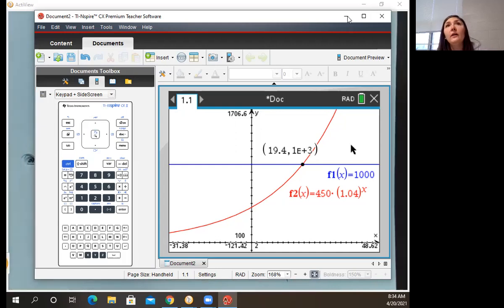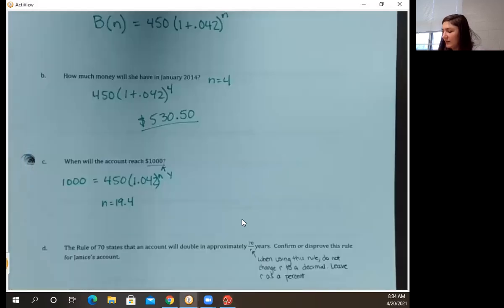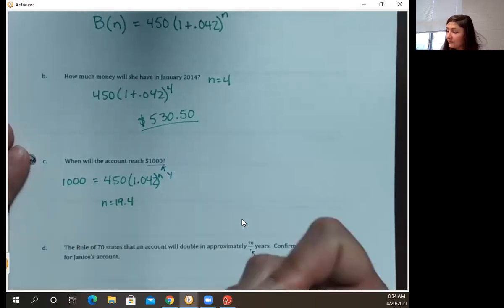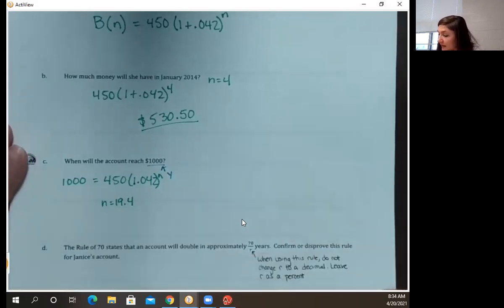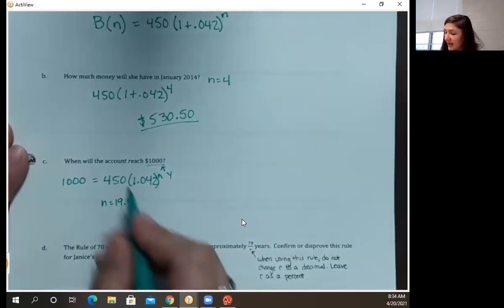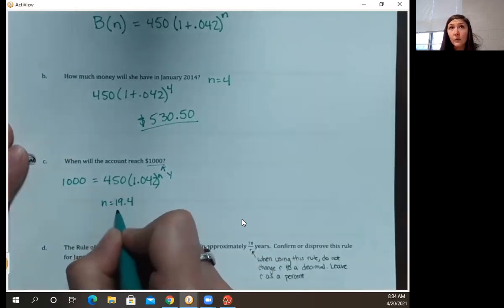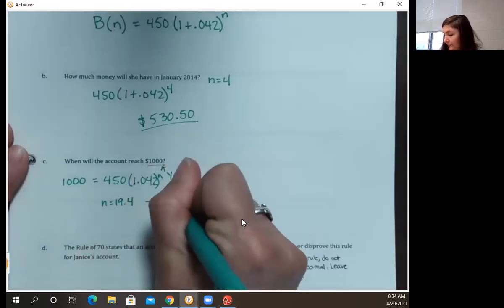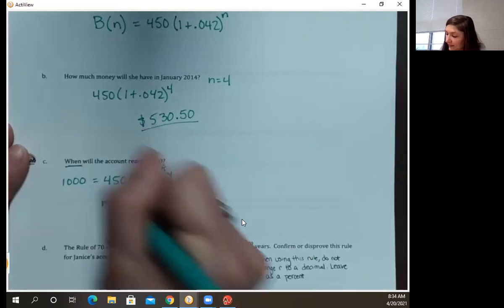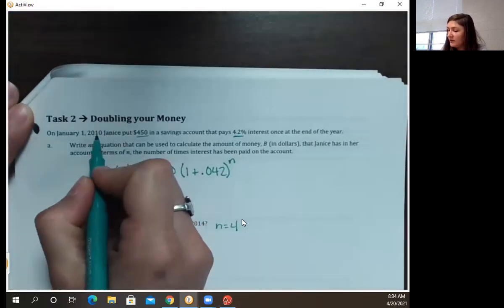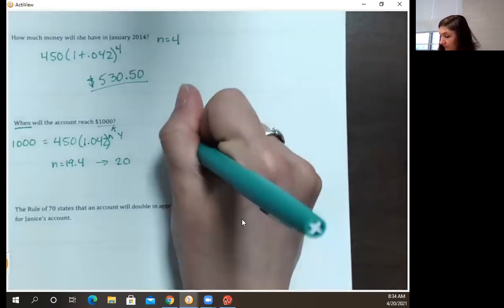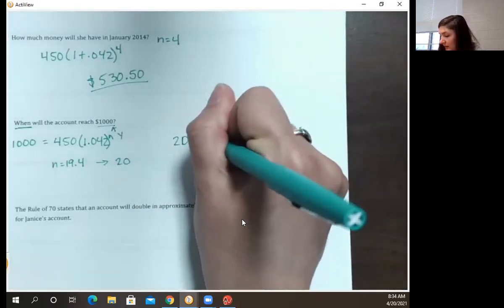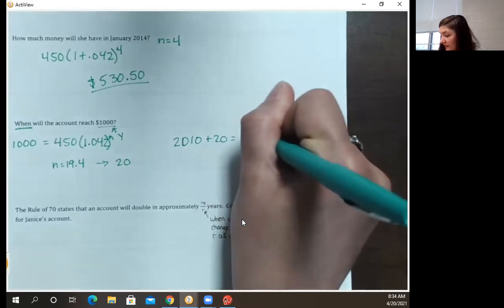So when will the account reach $1,000? When N is 19.4, after 19.4 years. Since we only compound once at, I believe, the end of every year, after the end of the 19th year, I won't have enough money in my account, so I'll actually have to go to that 20th year. And so after 20 years, or since I know we started in 2010 plus 20 years, would be in 2030.